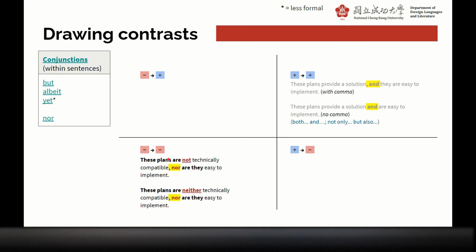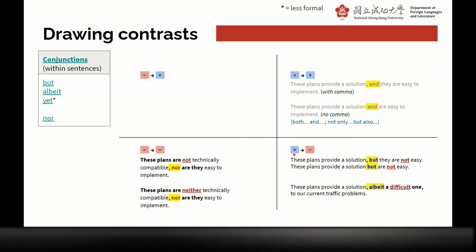And for a negative to a negative, a bad point to a bad point, you can use this nor to signal that they're both bad. However, if you are trying to contrast points, for example, if it's a positive to a negative, you can use but.